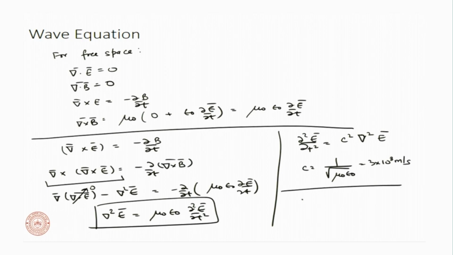A similar equation you could derive if you start with del cross B and do the same treatment, and you will find that del square B would also be equal to mu naught epsilon naught times del square B by del t square. So, with that we have finished up the concepts of electromagnetism.